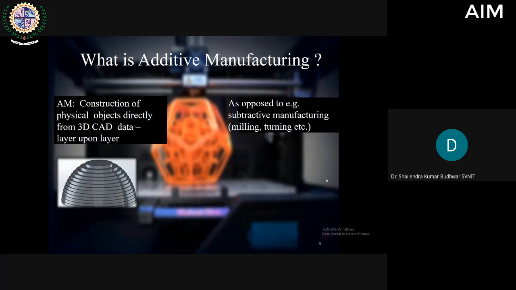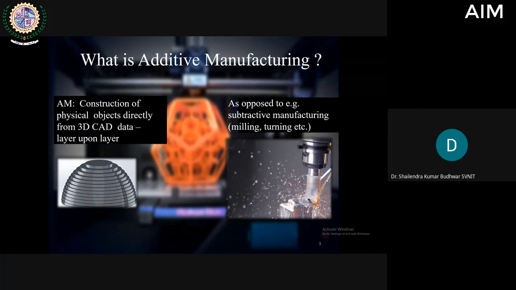As opposed to subtractive manufacturing like milling, turning, etc. In these techniques, we remove the extra material from a starting workpiece to make the final product. So obviously there is a wastage of material and these are not environmentally friendly, but in additive manufacturing there is almost negligible wastage of material, and the final product is fabricated by adding layer upon layer.